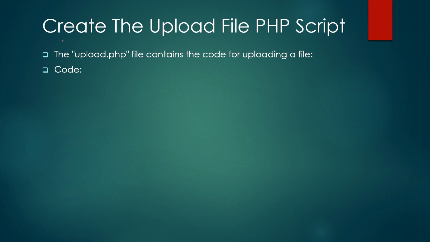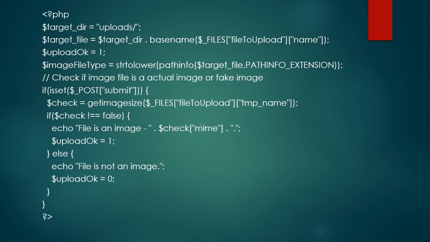Now, create the upload file PHP script. The upload.php file contains the code for uploading a file. So now we will actually learn how to upload a file to any directory. We can even store it in the database or any directory we want. So let's look at the code. The code looks a bit complex, but no need to worry, it is very easy.